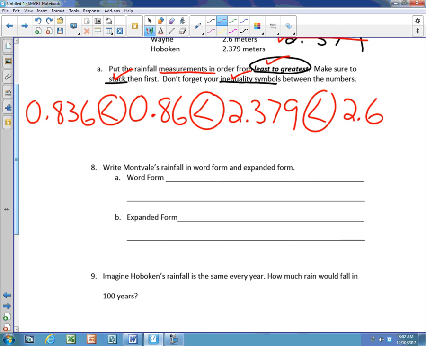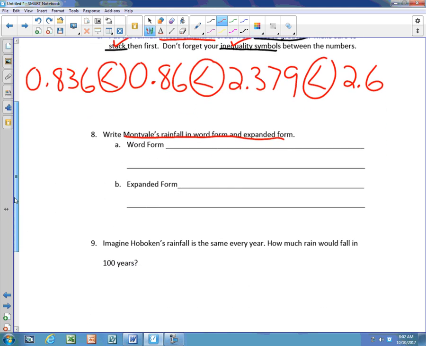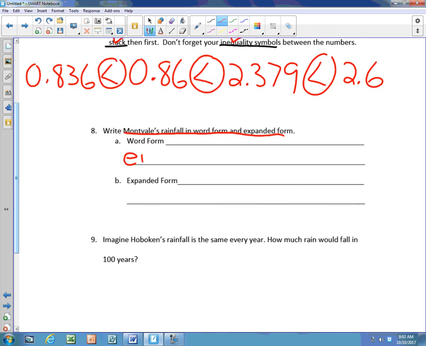It says write Montvale's rainfall in word form and expanded form. So Montvale is up here. And this right here says 86 hundredths. So I'm going to write it as 86 hundredths.